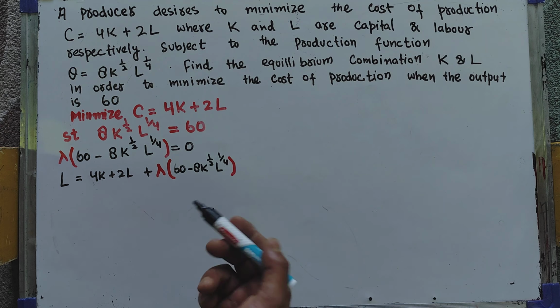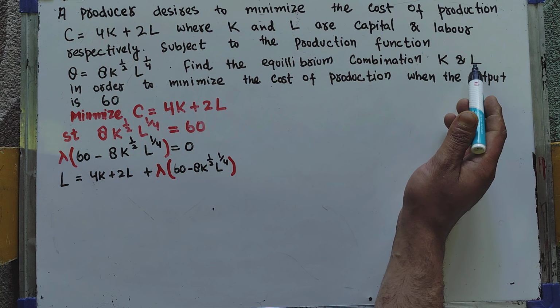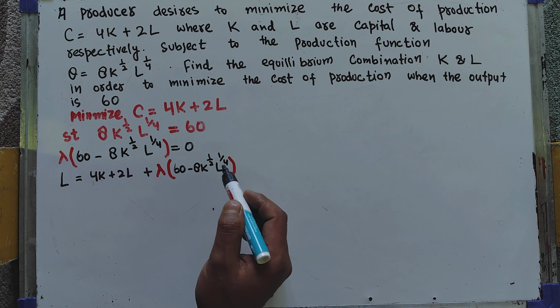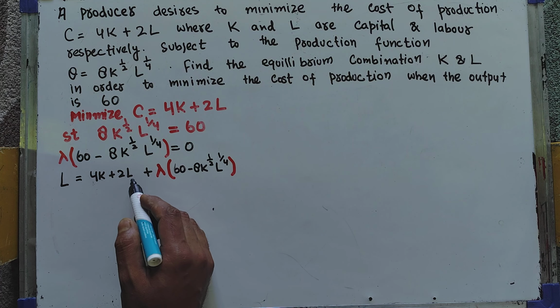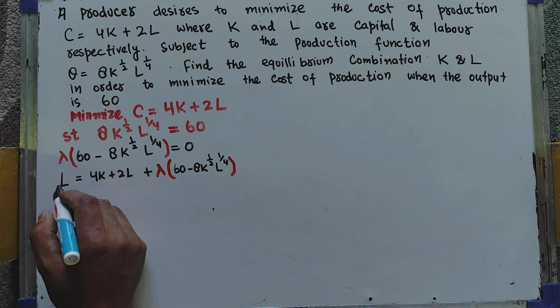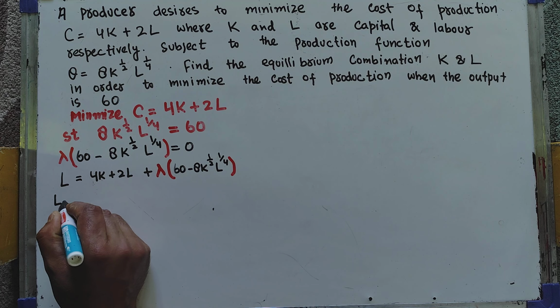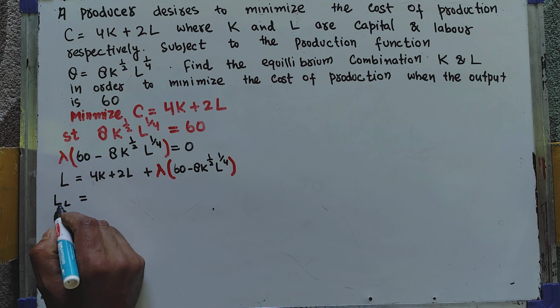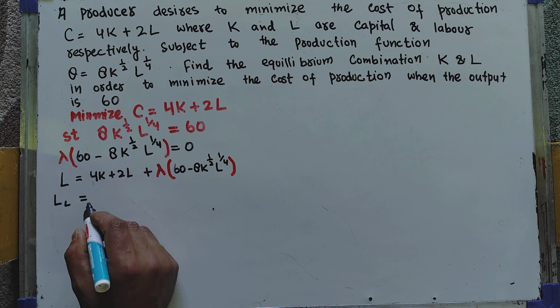Since our endeavor is to find out the optimal combination of capital and labor, we will concentrate on that. So to find out the optimal values of K, L and lambda, we differentiate this Lagrangian function partially with respect to capital, labor and lambda, and set them equal to 0 simultaneously. So let us see. So L subscript L, let us say it denotes the partial derivative of this function with respect to L.